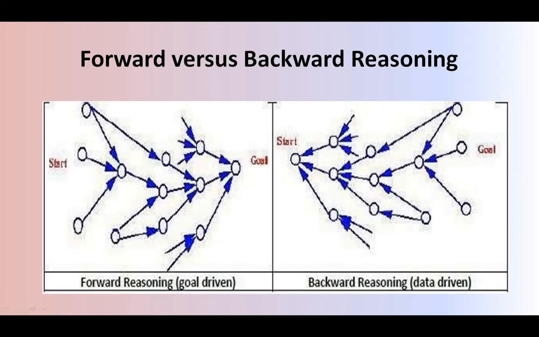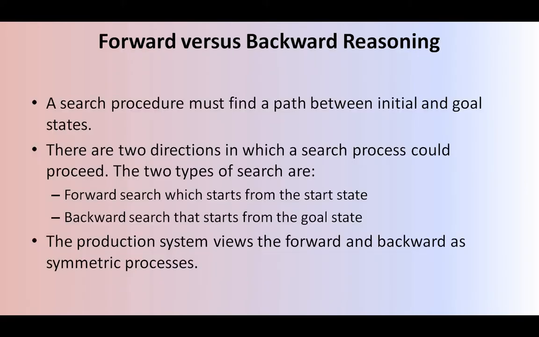Like this, forward and backward reasoning are successfully implemented in reasoning. One is forward and another one is backward reasoning. Both are symmetric processes actually. We are establishing the reasoning and the path between initial and goal. That's why it is called forward, and from goal to initial it is called backward. In the coming video we will talk about some more things.